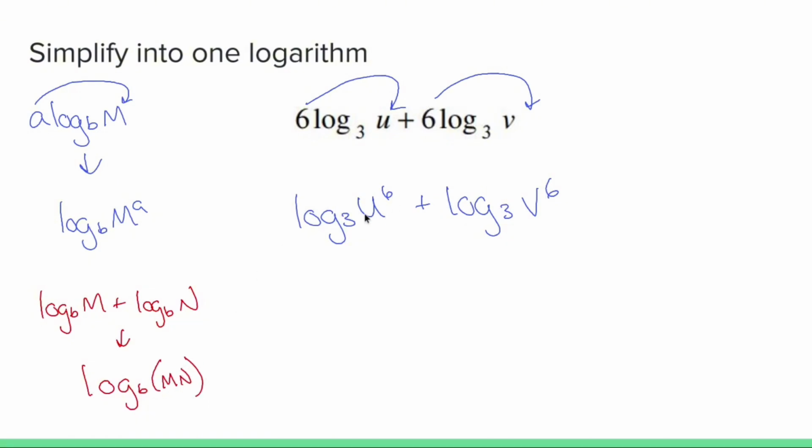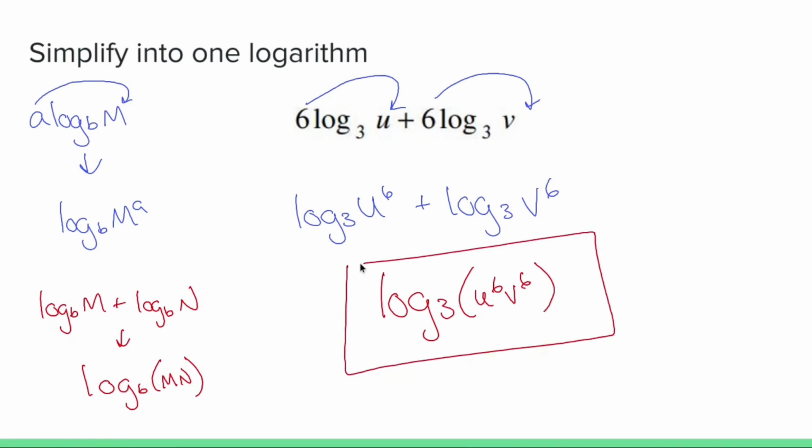So my m in this case would be u to the 6th. My n in this case would be v to the 6th. And since they both have the same base, this simplifies to log base 3 of u to the 6th, v to the 6th. And that's our guy.